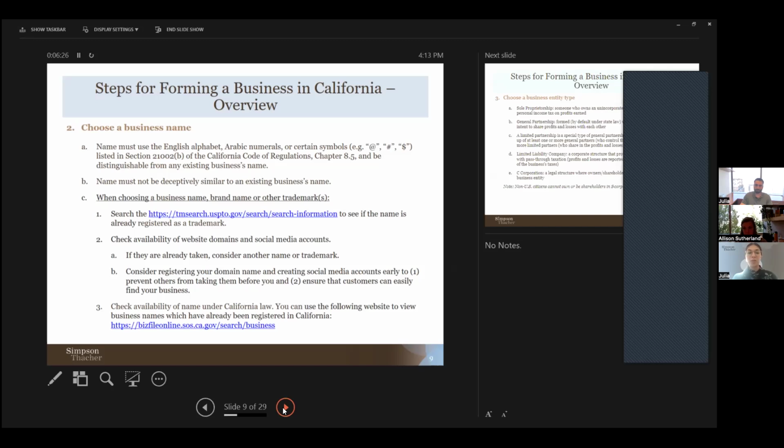And then finally, you'll want to check the availability of your name under California law. And again, there's a tool online. BizFile Online is a really useful resource that has a lot of the resources that we'll talk about today. And you can search the names of different businesses so that, again, you can see if that name is available.